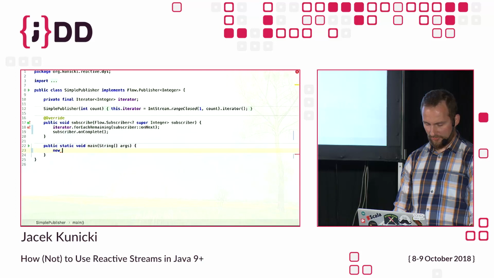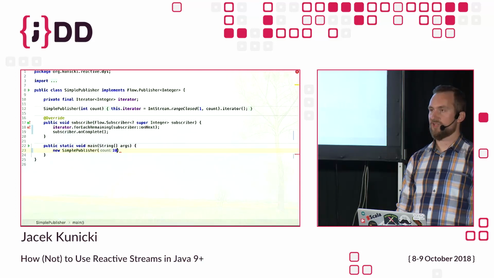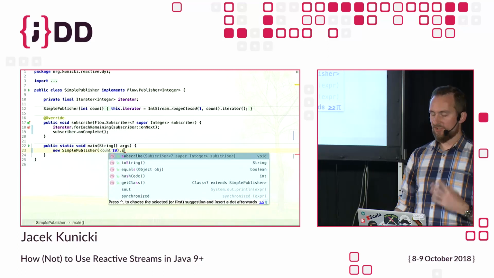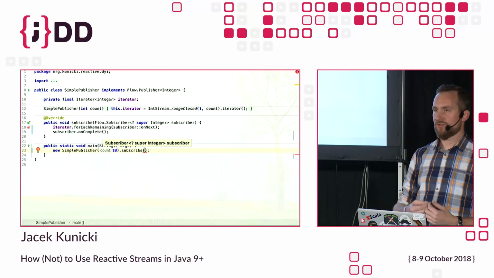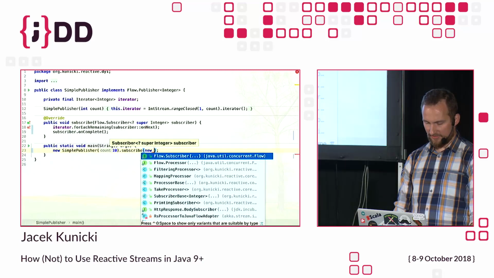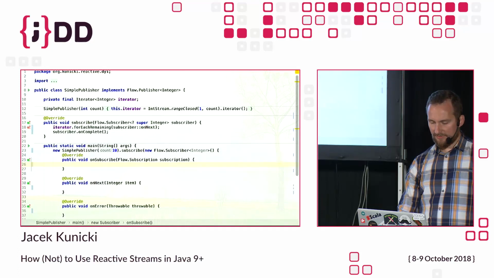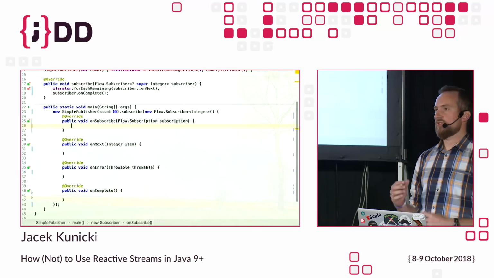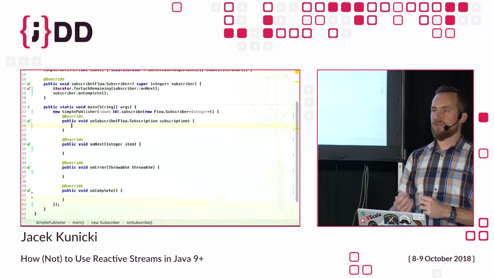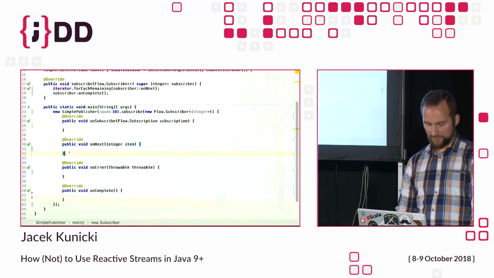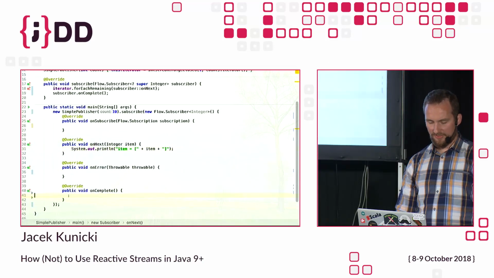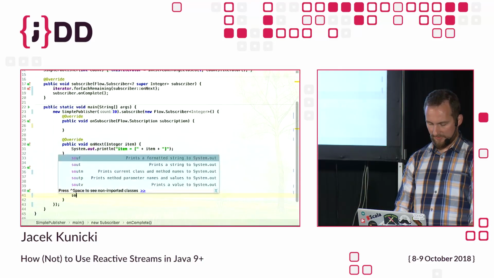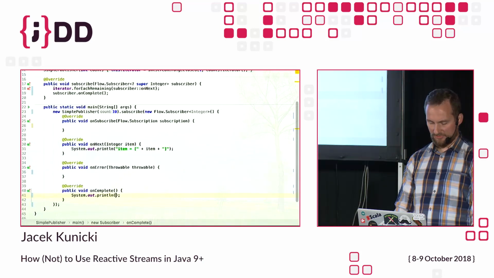So we need a main method with new simple publisher. Let's say we want to send 10 elements. And then we need to call subscribe and provide a subscriber or a consumer to do something with the data that the publisher is going to send. So let's choose an anonymous implementation of a subscriber. And let's just implement two methods here, the onNext and onComplete, so that we can see the elements that are actually processed and then the completion. So in onNext, we're just going to print the item we received, so the parameter. And in onComplete, we're just going to write that we've been completed.